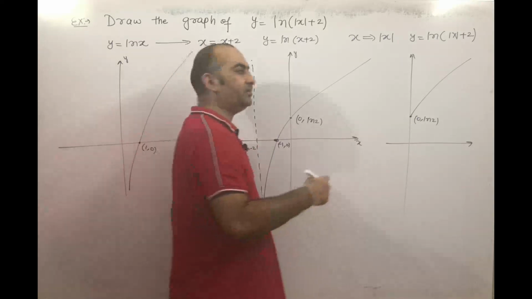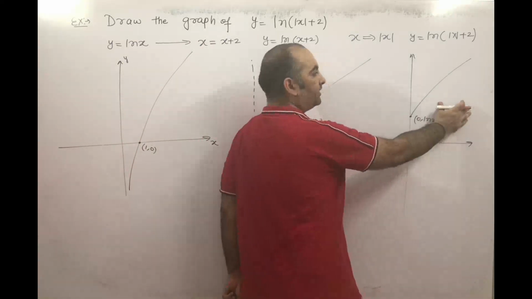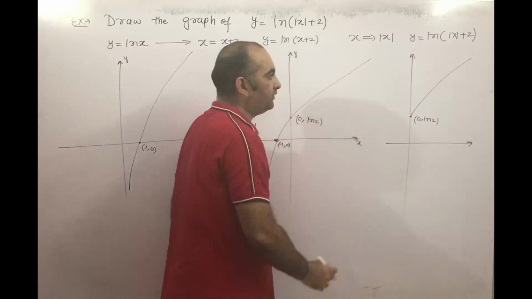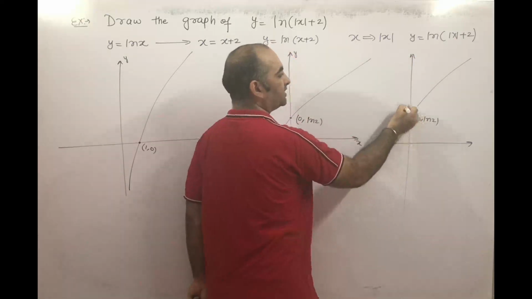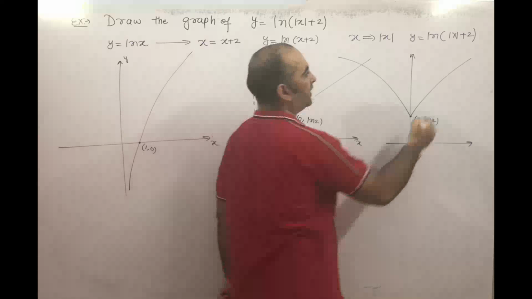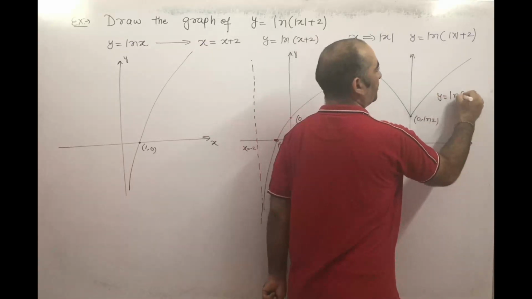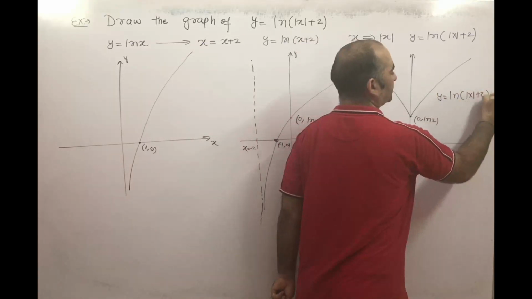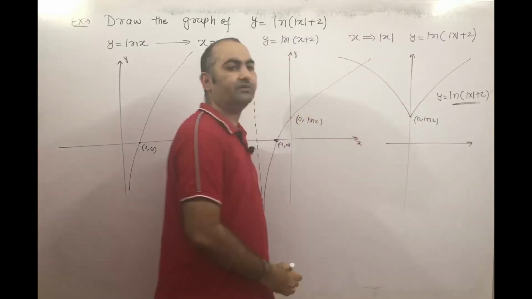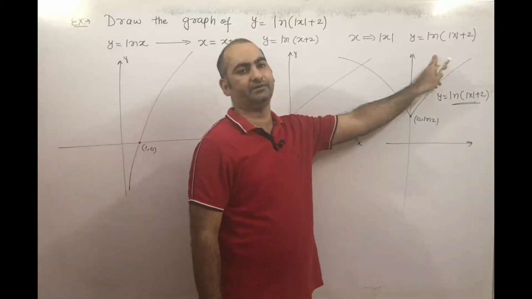Then we will take the mirror image of the right hand side graph with respect to the y-axis. So if I take the mirror image of this one, this will come. So this is the graph of y equal to ln of modulus of x plus 2. So by using transformation of graph, we can find this function's graph.